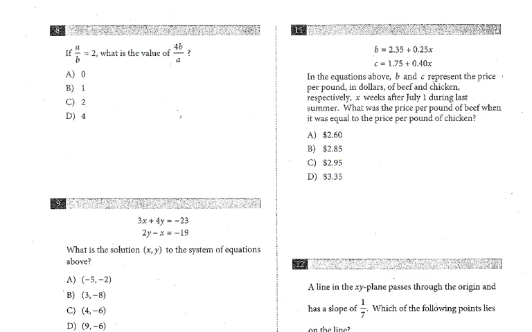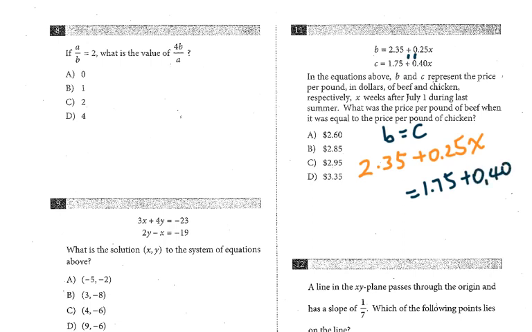For number 11, we are looking for the price per pound of beef when it was equal to the price per pound of chicken. Therefore, B equals C. If B equals C, then these two are equal. So I will set up 2.35 plus 0.25x equal to 1.75 plus 0.40x.